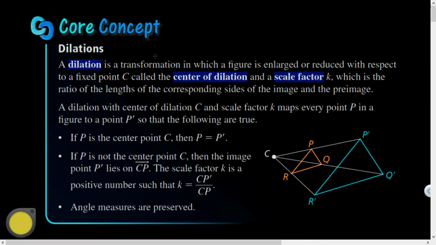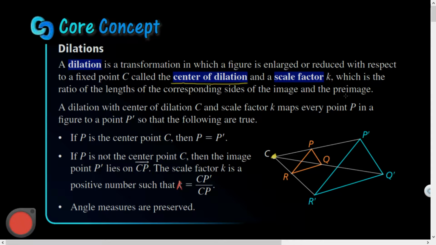Here we go. So a dilation is a transformation in which a figure is enlarged or reduced with respect to a fixed point C called the center of dilation. Yep. Center of dilation. And a scale factor K, which is the ratio of the lengths of the corresponding sides of the image and pre-image. Okay. All right, so we can see that K here is the ratio of like PR to P prime R prime, or vice versa, I guess. Yeah, it would be the image over the pre-image.